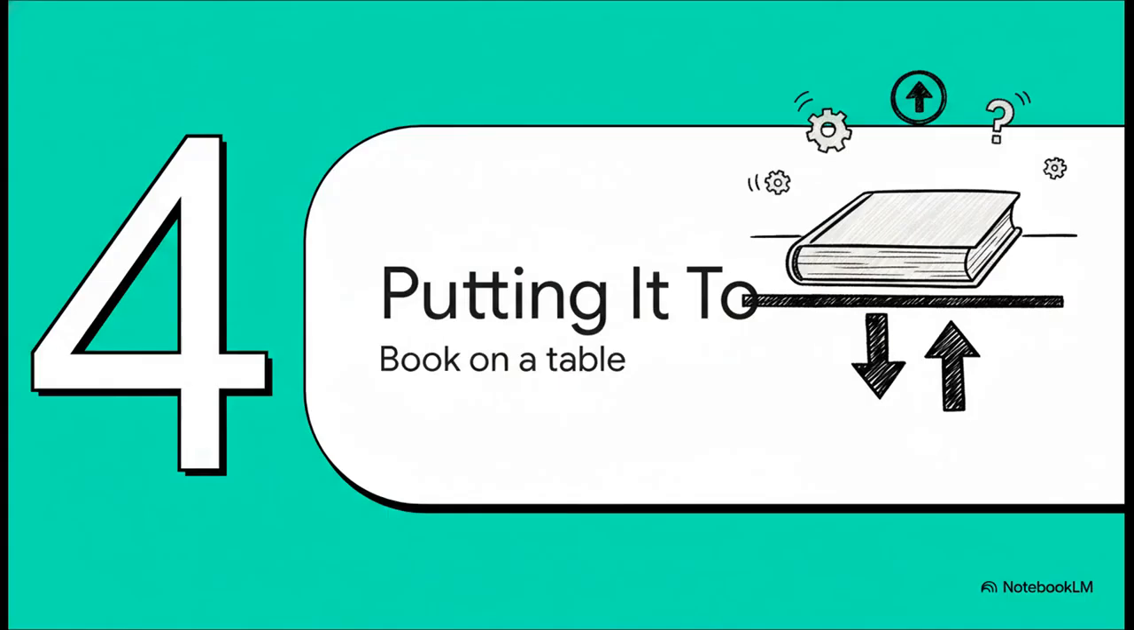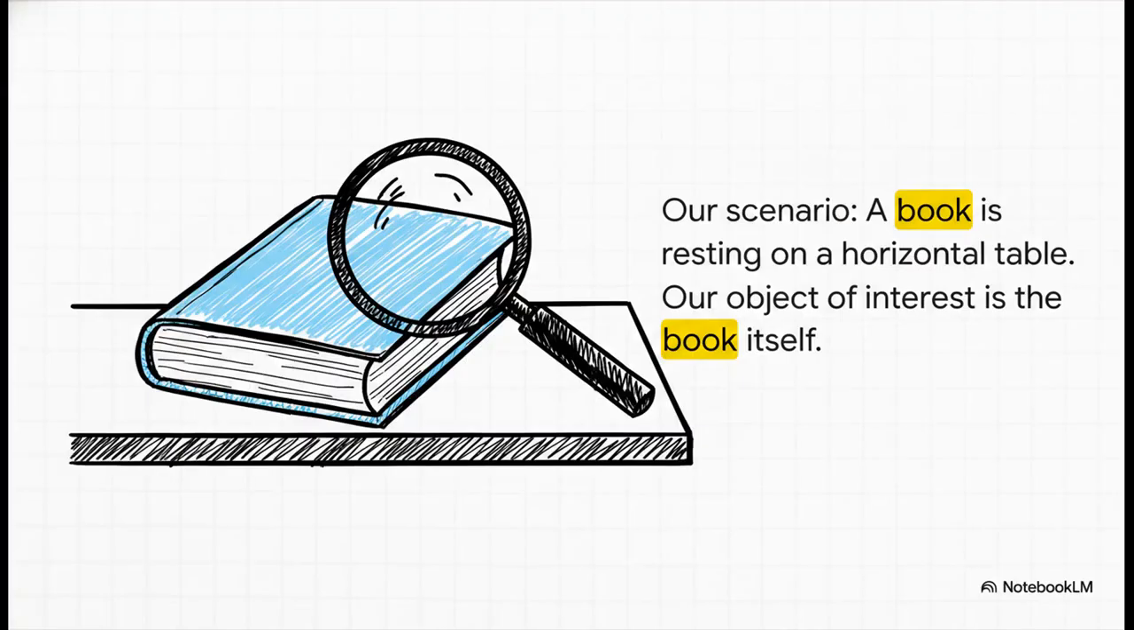All right, enough theory. Let's put this method to the test and see it in action. We're going to build an FBD for the most classic physics problem of all time, a simple book resting on a table. So, picture this. You've got a book. It's just sitting there on a table, not moving, not doing anything exciting. Now, before we can even draw a dot, we have to make our first big decision. What is our object? What's in the spotlight?